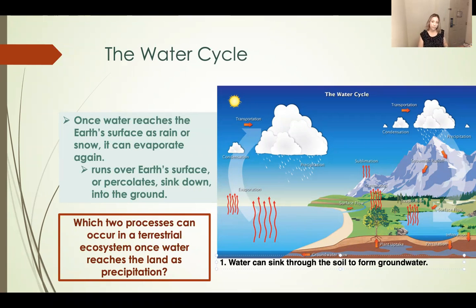Okay, so water can sink through the soil to form groundwater. Water can sit on leaves and plants or any surface really and evaporate, turn back into water vapor and go into the atmosphere. And I'm going to add a third one here.